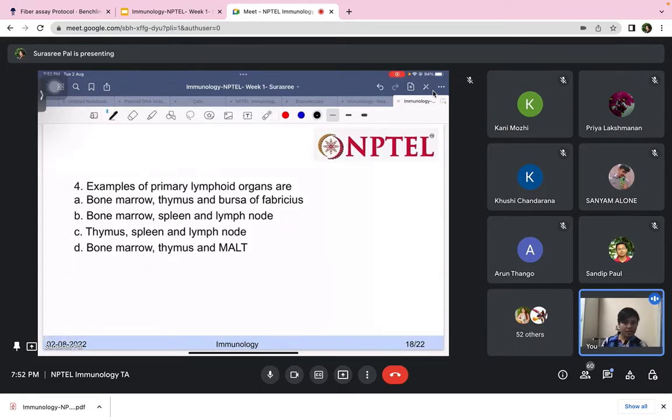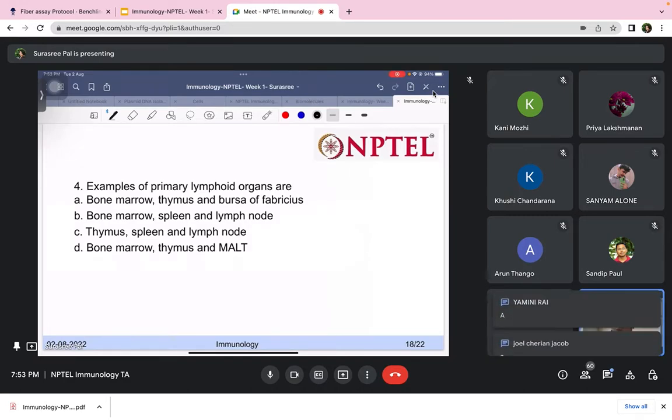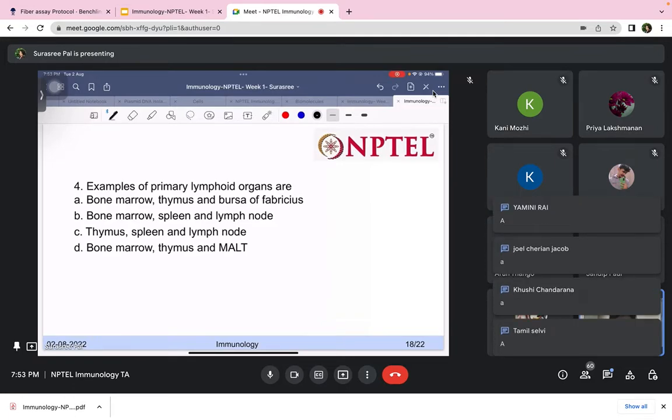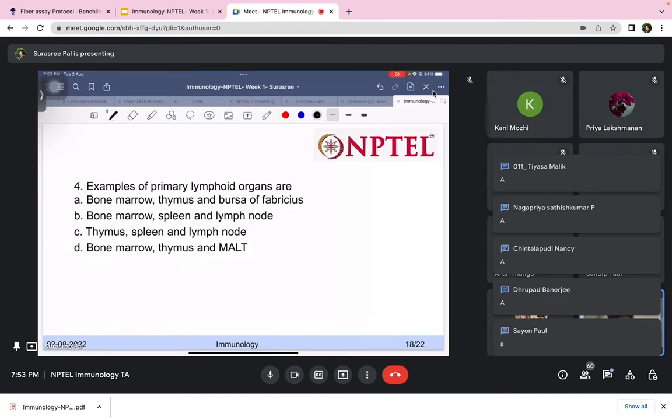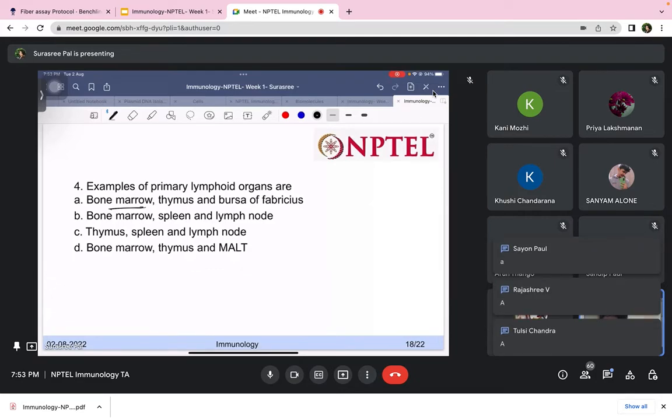The penultimate question I have for you today is the examples of primary lymphoid organs. So this is one straightforward question. There is nothing too much to describe here. Can you please write the answer? Okay, many of you are saying A. So what are the primary lymphoid organs? Yes, bone marrow is of course a primary lymphoid organ. Thymus is also a primary lymphoid organ.